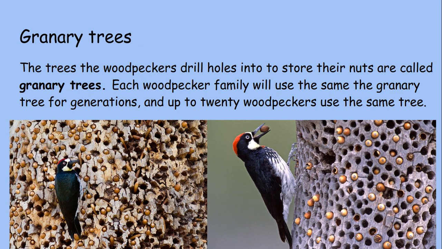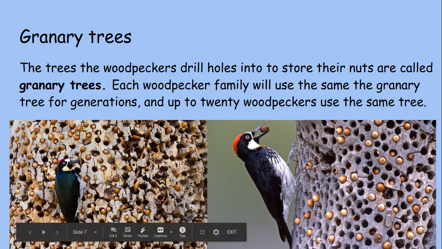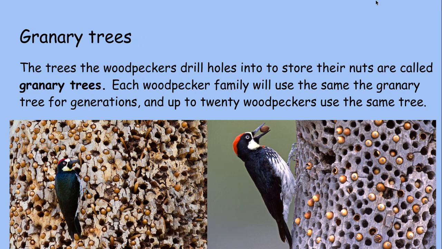There we go. So each woodpecker family will use the same granary tree for generations, meaning they will pass it down to their children, and their parents have passed it down to them. And up to 20 woodpeckers in the same family will use the same tree. We can see there's a lot of acorns in these trees. There's more than enough for just one woodpecker, so up to 20 woodpeckers can eat from the same tree.